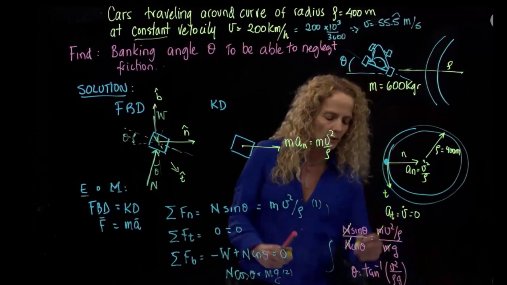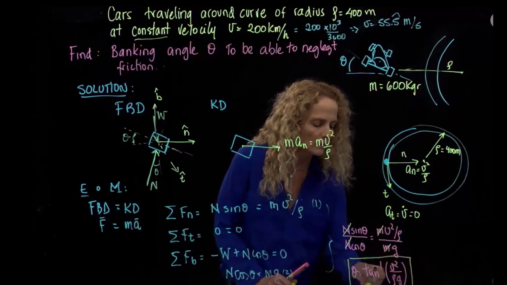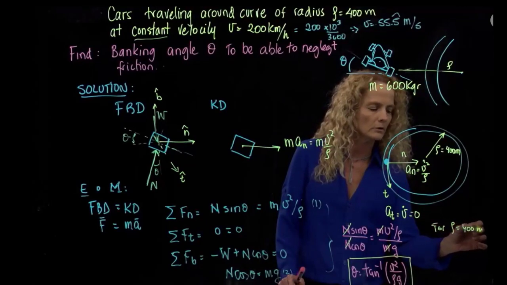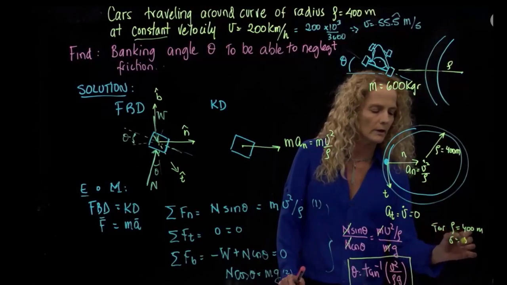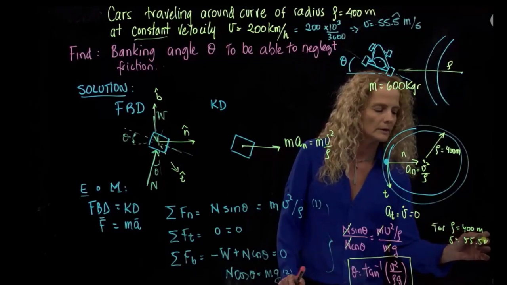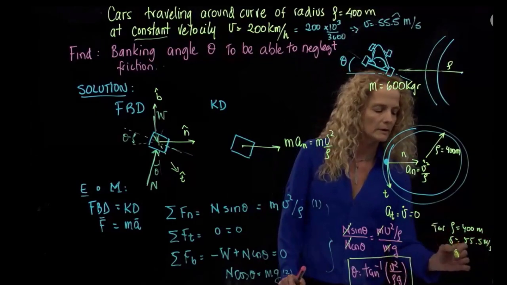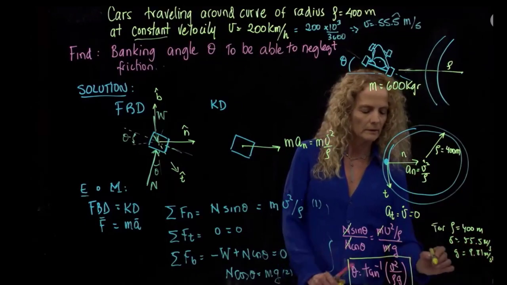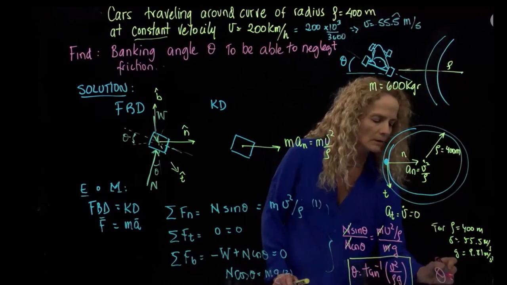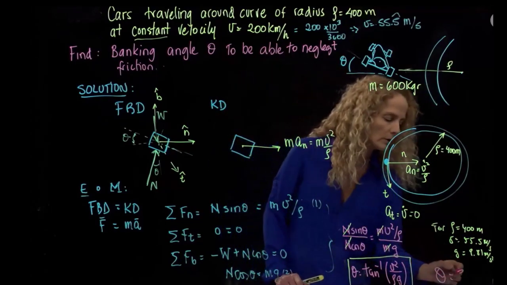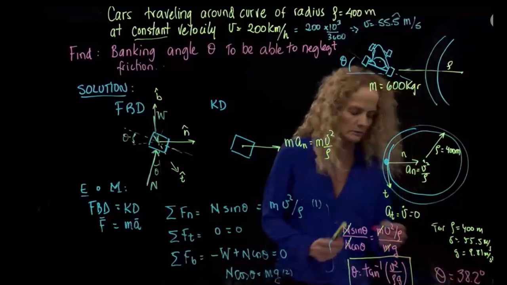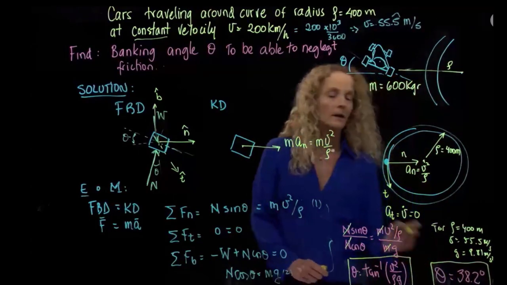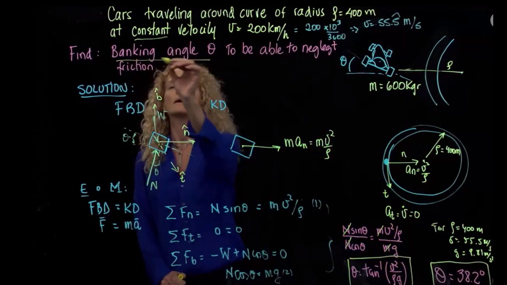We can obviously plug in the numbers: rho equals 400 meters, velocity equals 55.5 meters per second, and gravity equals 9.81 meters per second squared. We got that theta, and I did the calculations prior, is equal to 38.2 degrees. And that's the banking angle that we were looking for.